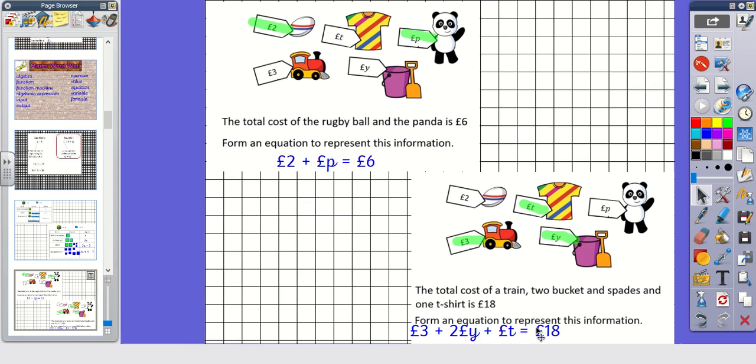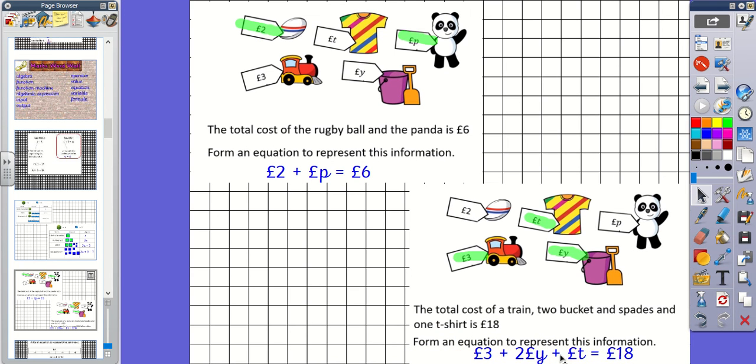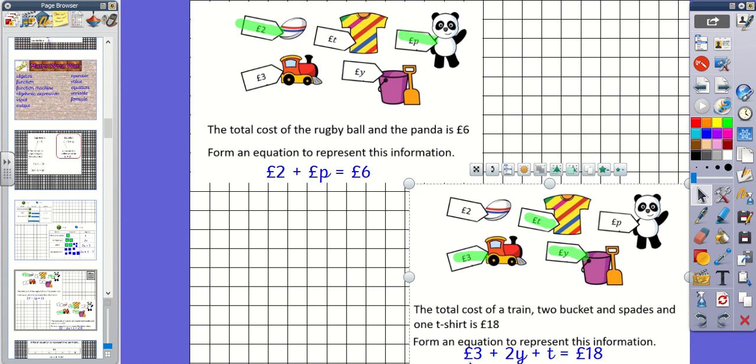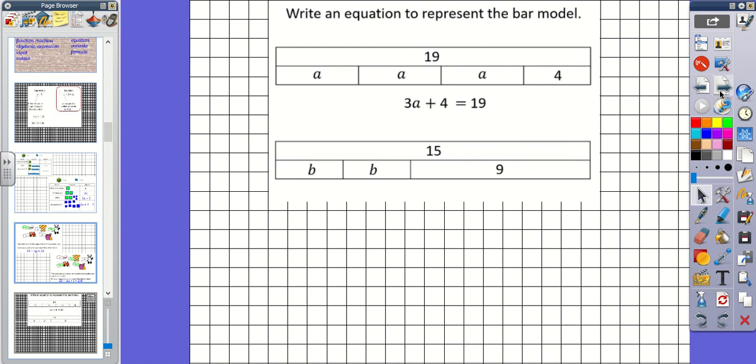Okay? So when it says an equation, that's nice and simple. Now it does look a little bit different because you've got your pound sign in there, so you can get rid of your pound sign if it makes it easier for you. But just know that you've got £3 for the train, 2y, so you've got 2 buckets and spades, and you've got one t-shirt. But all of those items added together will give us £18.